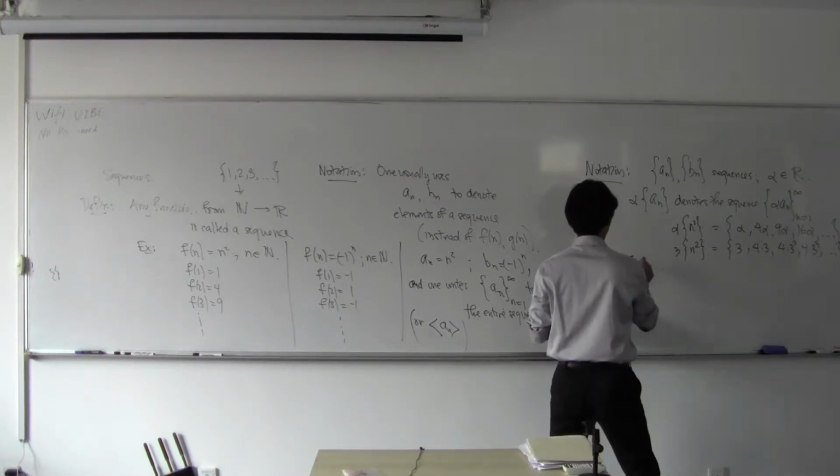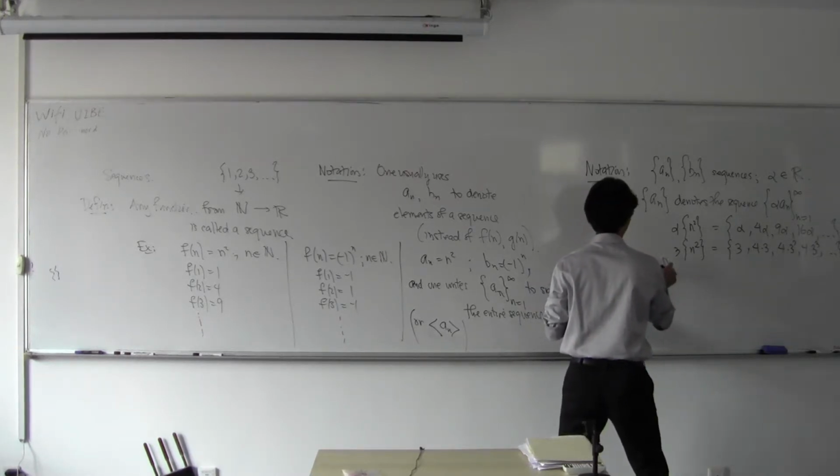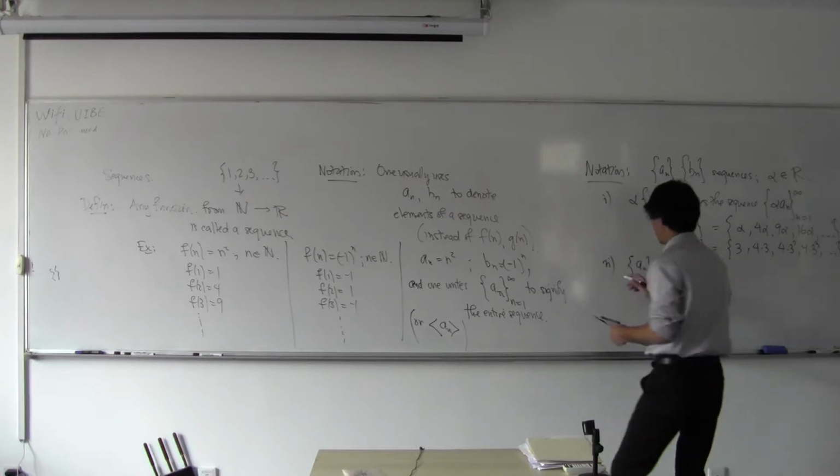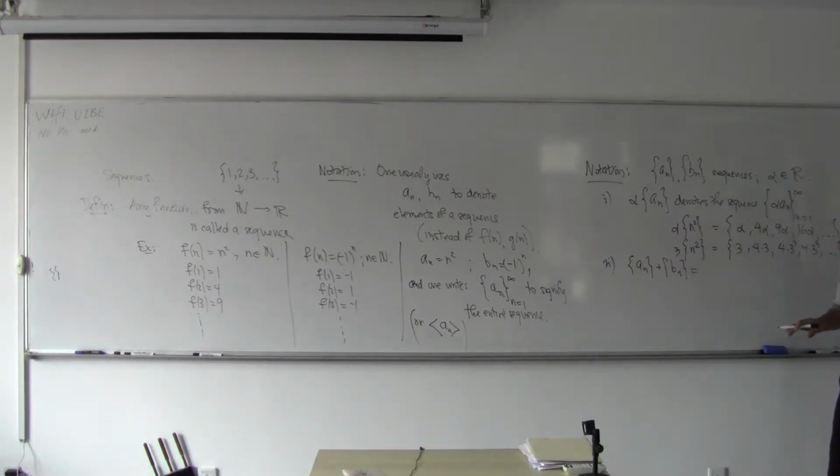Also, as you might expect, if you talk about the sum of sequences, then continue. Oh, I'm sorry. What am I doing? So this would be, sorry, 3 times 4, 3 times 9, 3 times 16. Sorry. Thank you.